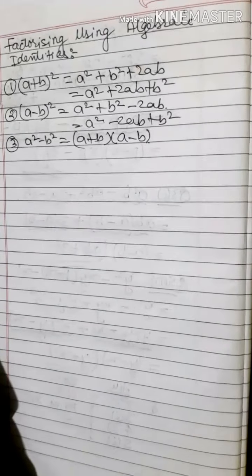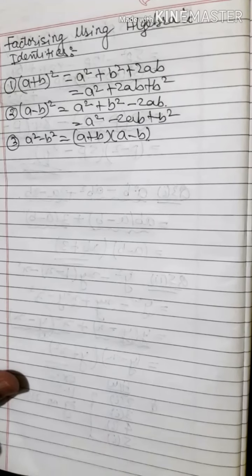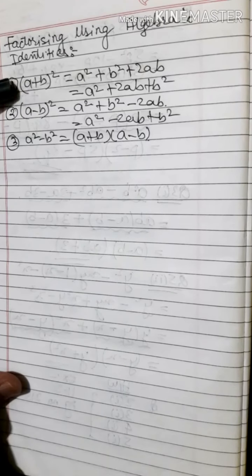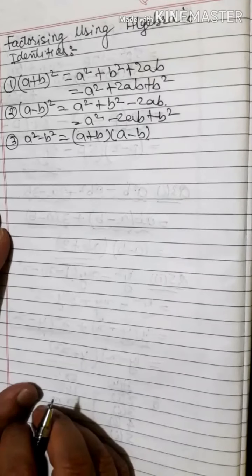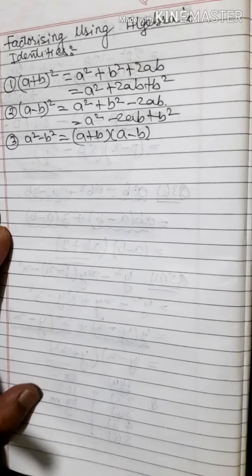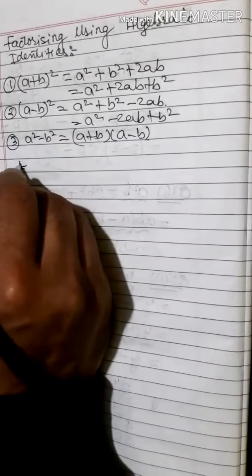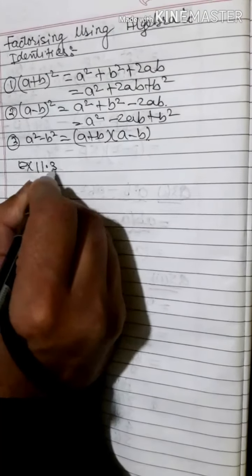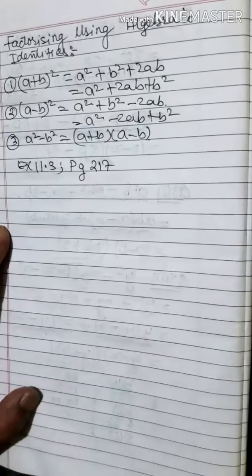Today we'll solve a few questions from exercise 11.3, wherein we'll learn how to factorize by using algebraic identities, and these are the three algebraic identities which we'll be using today. Now without delaying, let us discuss the first question and the application of these algebraic identities to factorize. So I'll go to exercise 11.3, which is on page number 217.